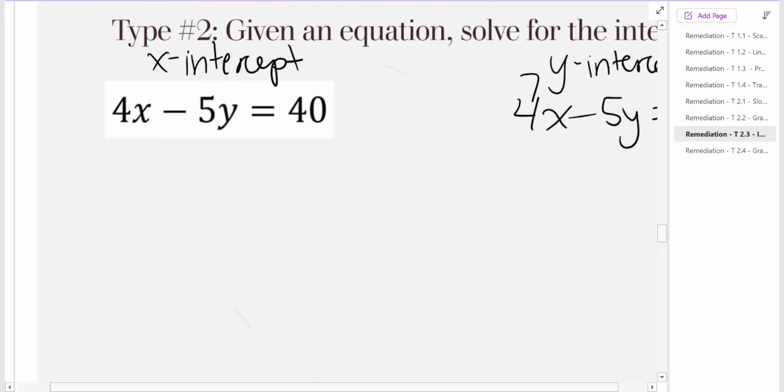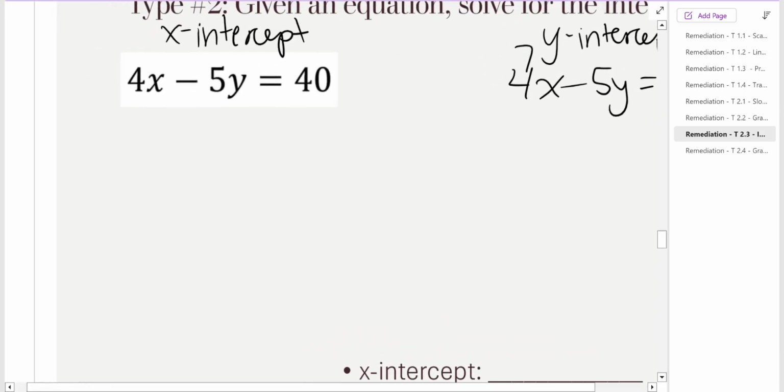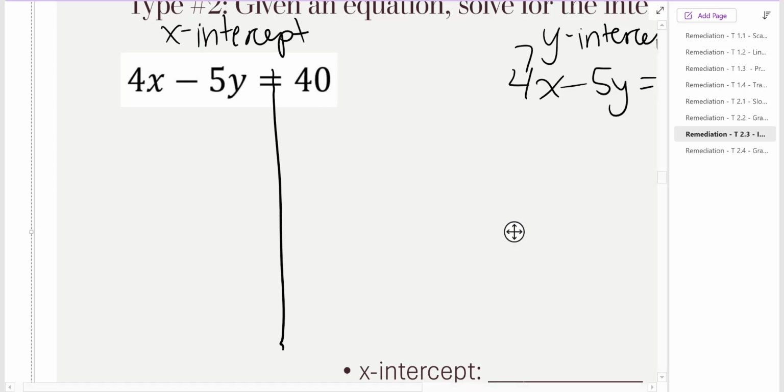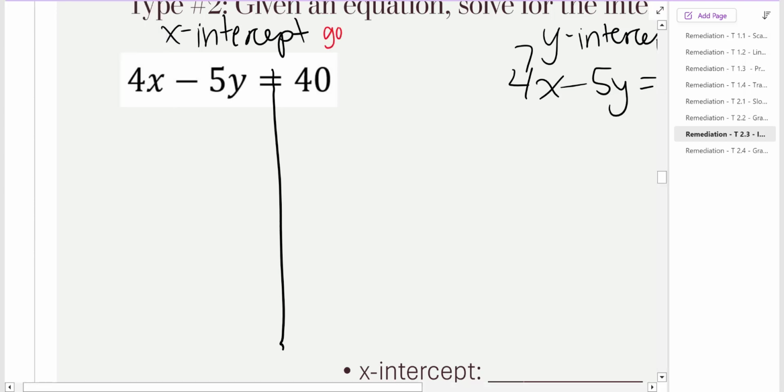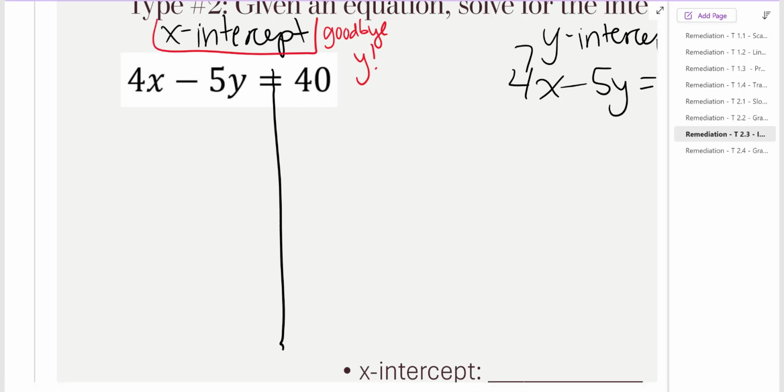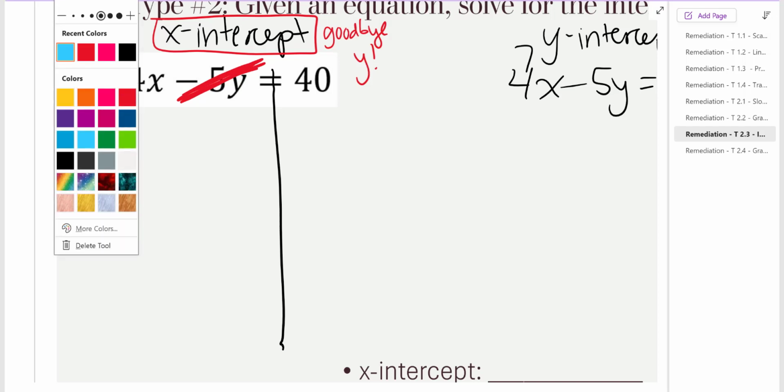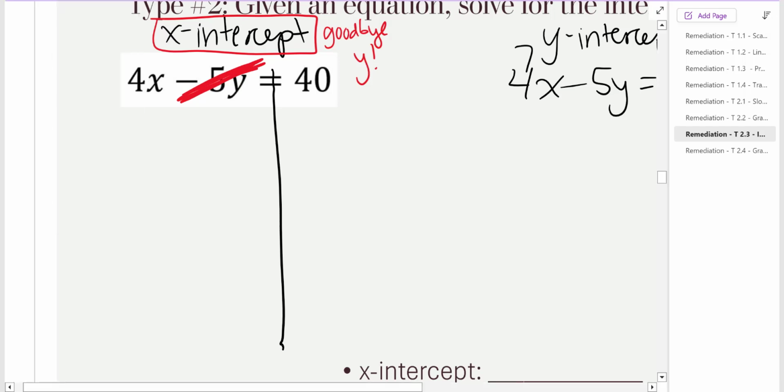Okay, so we're going to do the x-intercept first. So, step 1 is to draw a line. Okay, and since it's an x-intercept, we're going to say goodbye y. So, if we're looking for x, goodbye y. You need to cross it off. So, what do I have left over? I have 4x equals 40.